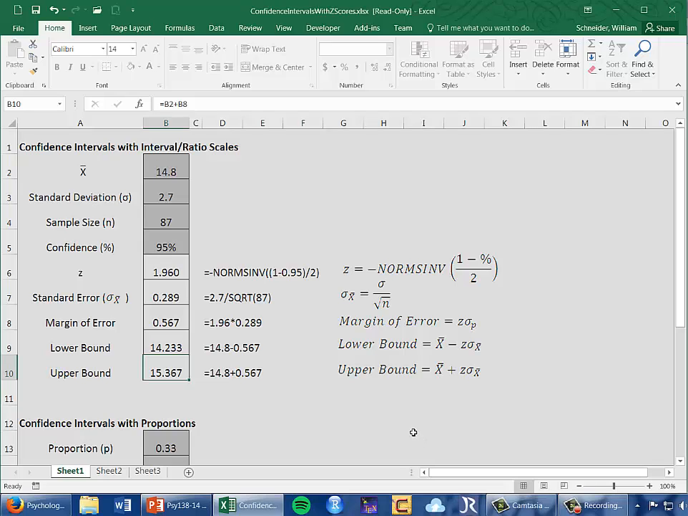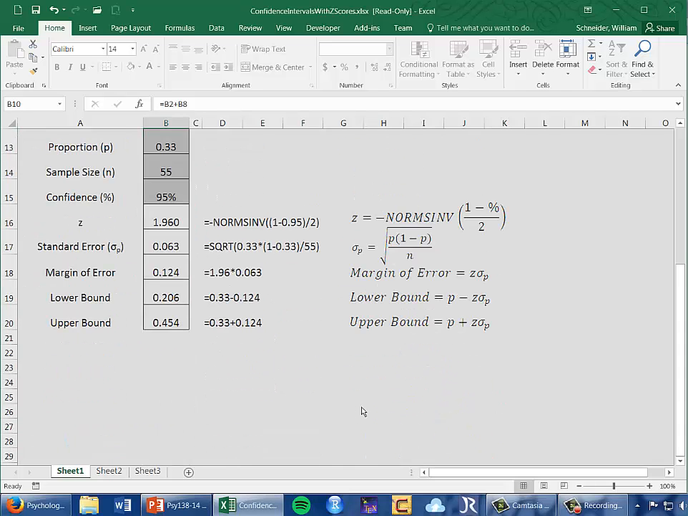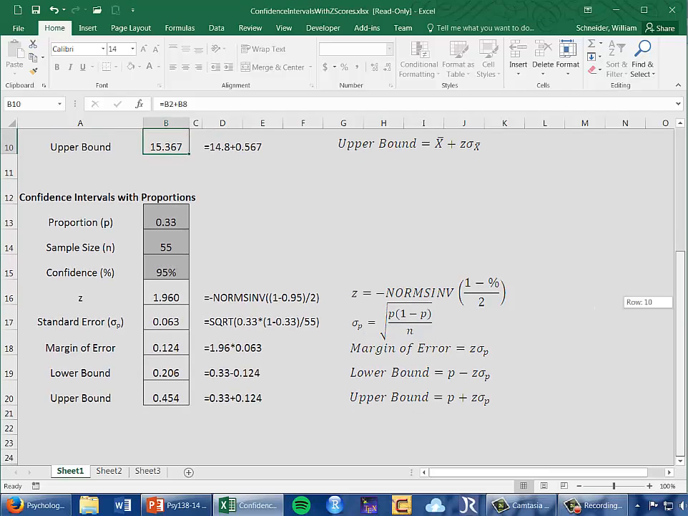So all these calculations are done for you automatically. At the bottom of this spreadsheet, there's another kind of confidence interval: confidence intervals with proportions. During election seasons, you'll often see news reports say that candidate X has 53% of the votes with a margin of error of 4%. What they did is they calculated from polling data a margin of error around the proportion of people that voted for candidate X. So let's take a look at this.